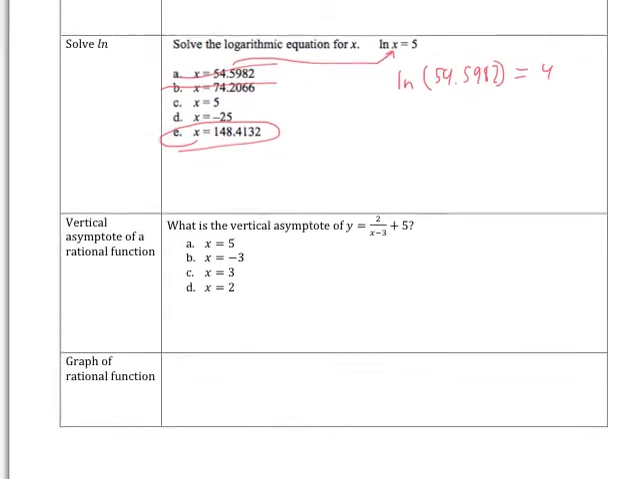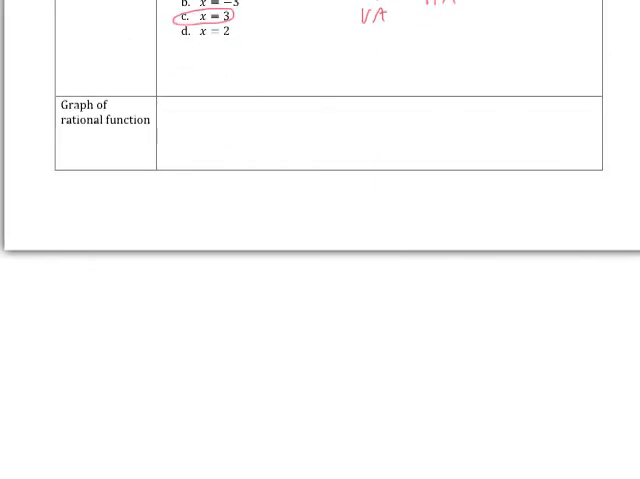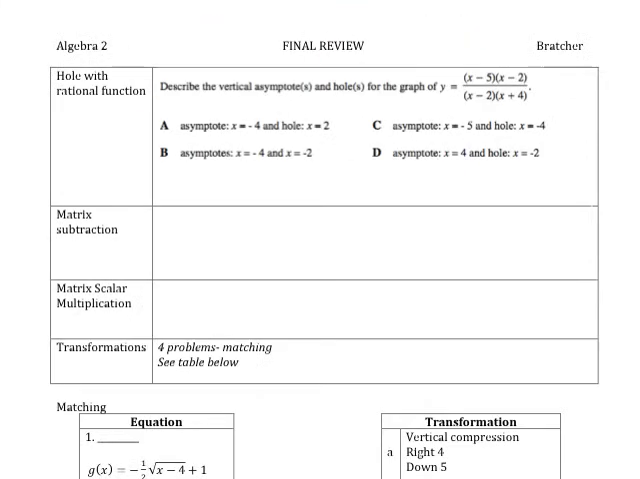Vertical asymptote of a rational function. So basically this is in that form where we do transformations. That's your A number, that's the H number, that's the K number. This guy back here is your horizontal asymptote. This number right here, I should say the opposite of that, is your vertical asymptote. And that's what this one's asking about. So it's positive 3 because it's opposite. Let's see. Nothing there. Go to the next slide.